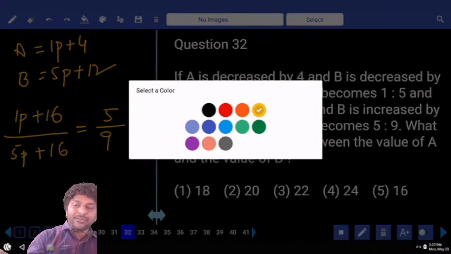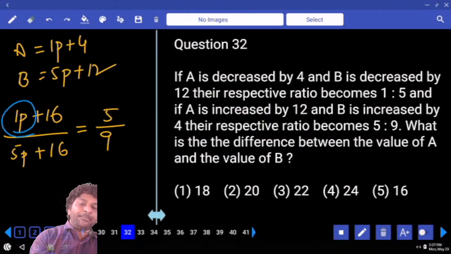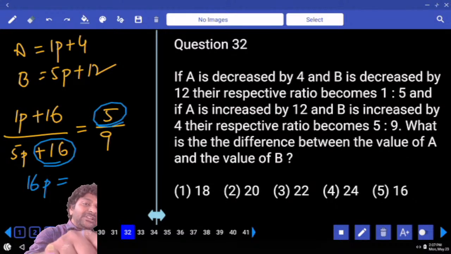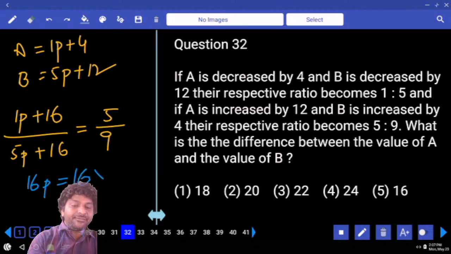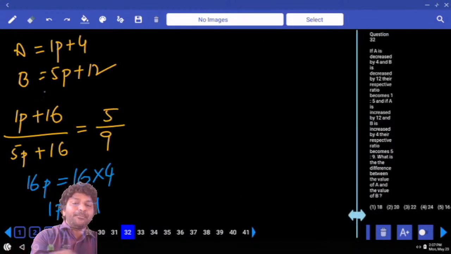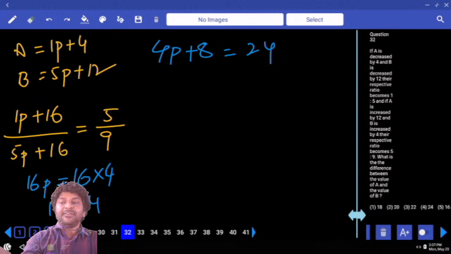Now, if you go for cross multiplication, 1 part into 9, 5 parts into 5, the difference is 16 parts, which is equal to 16 times 4. We don't have to calculate it fully. From this, 1 part is equal to 4, and we were asked to calculate the difference between A and B. That means from B we have to subtract A, which is 4 parts plus 8. If 1 part is equal to 4, 4 parts is 16. 16 plus 8, 24 is the difference.